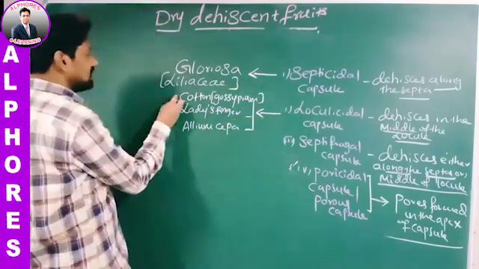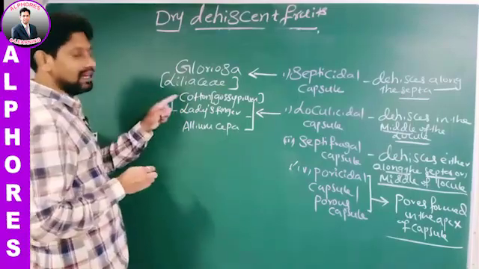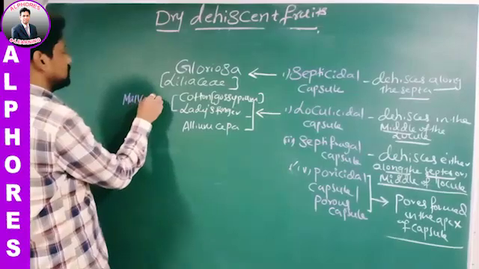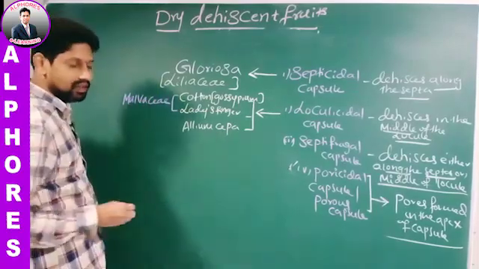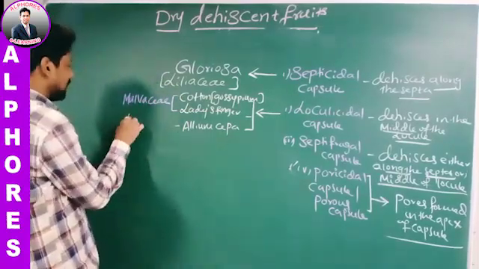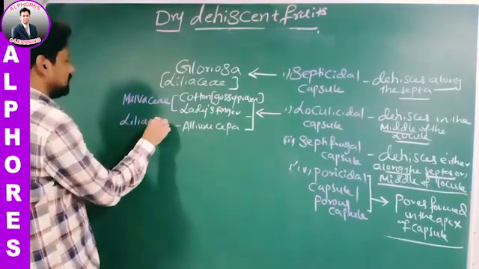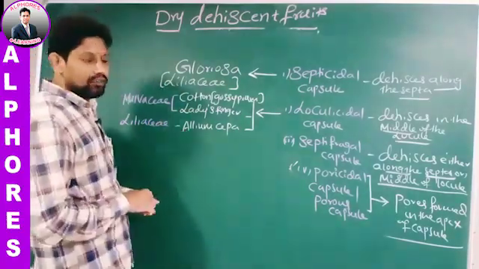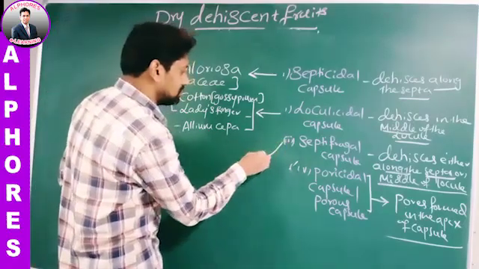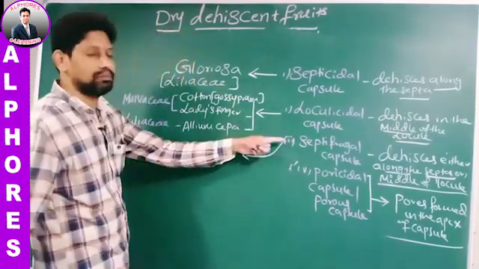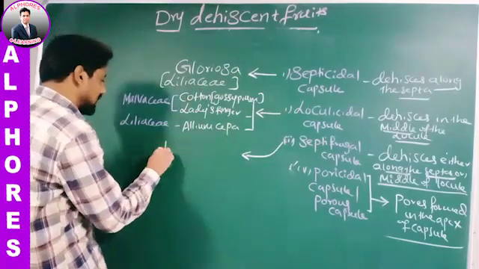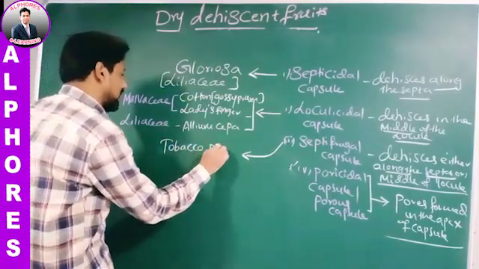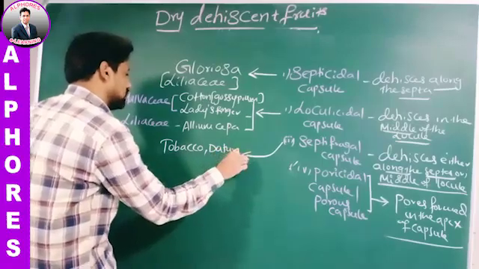Sir, in these three examples, cotton and lady's finger, these two come under Malvaceae family. Allium cepa comes under Liliaceae family. Now go for the next one. What's our septifragal capsule? Example is tobacco. What are the examples, sir? Tobacco. And second one is datura.